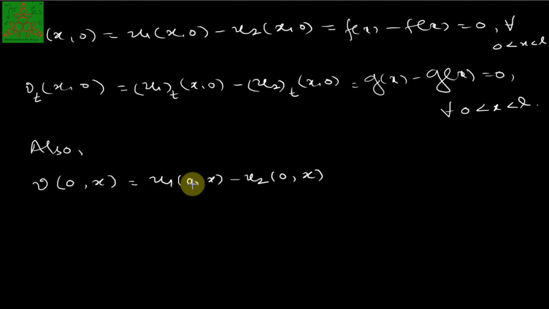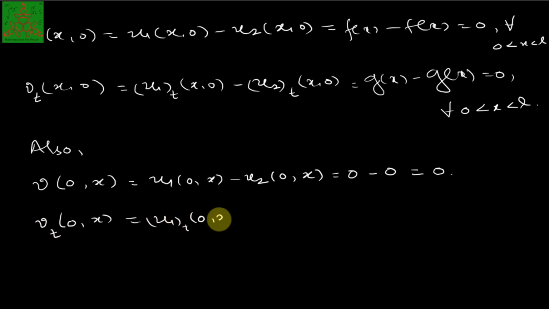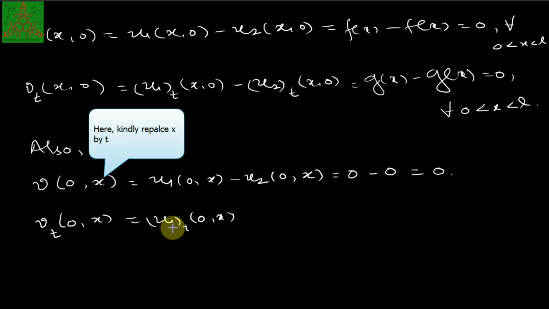So we already have u1(0,x) = 0 and u2(0,x) = 0, because they satisfy the boundary conditions as well as the initial condition. So that's why v(0,x) is 0. Now v_t(0,x), that means the velocity, is initially also 0. That is, the derivative of u1 with respect to t at (0,x), minus the derivative of u2 with respect to t at (0,x), is 0 minus 0, so that's 0.